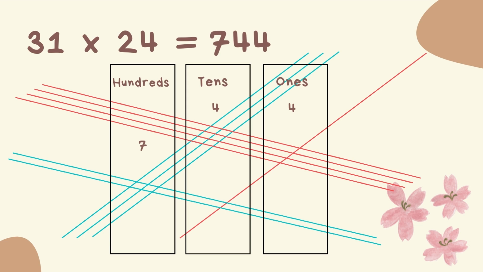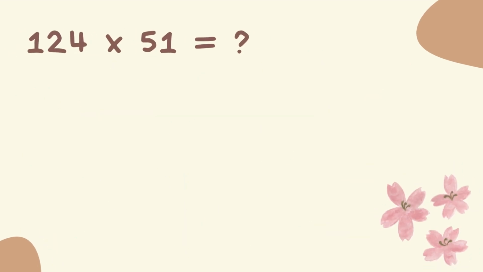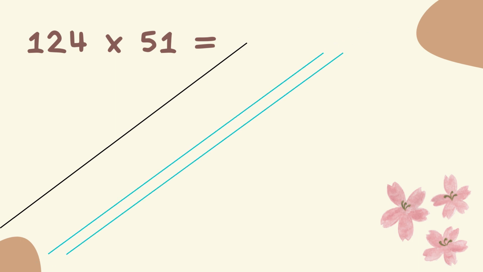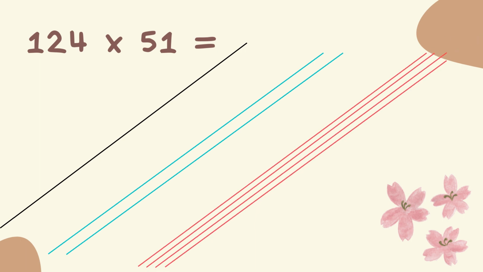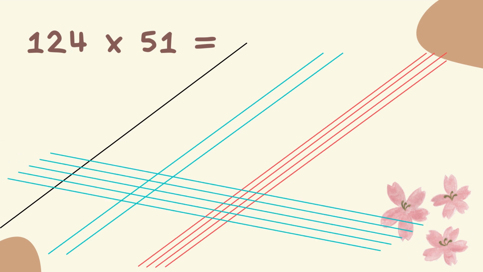We did a great job, and I think we're ready for a real challenge now. We will multiply 3-digit by 2-digit numbers. First, we will draw one block line because we have 100 in our first factor, 124. Now, we will draw 2 lines for our 2 tens in 124. Finally, we will draw 4 lines for our 4 ones in 124. Let's move on to our second factor, 51. Let's draw 5 lines in the opposite direction for 5 tens in 51. Lastly, we will add 1 more line for 1 in 51.